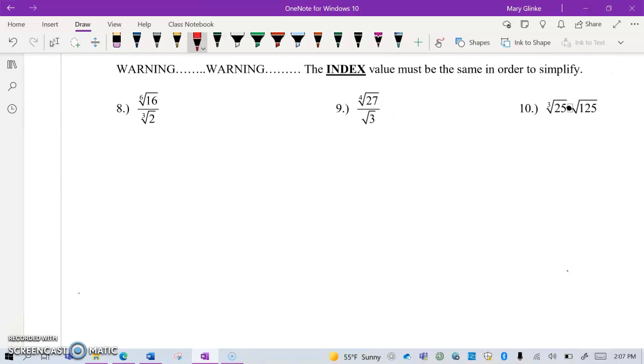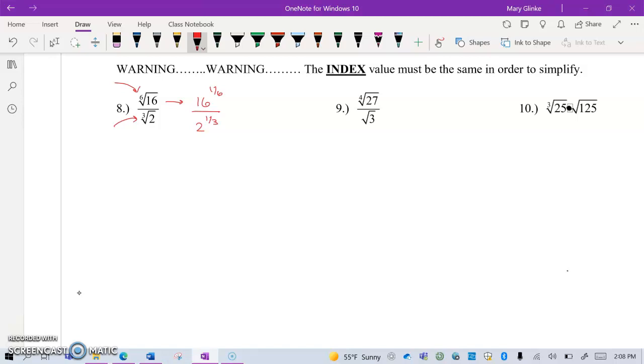So in this current form, we look at this and we say we can't divide this. 16 divided by 2, yeah, I know that number, but the problem is that the 6 and the 3 are different, so you cannot divide when they're not the same index. So instead what we're going to do is write this in different forms. So 16 to the 1/6 and 2 to the 1/3.